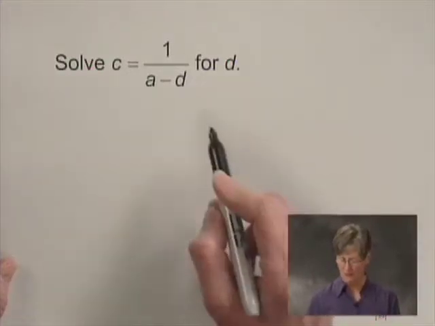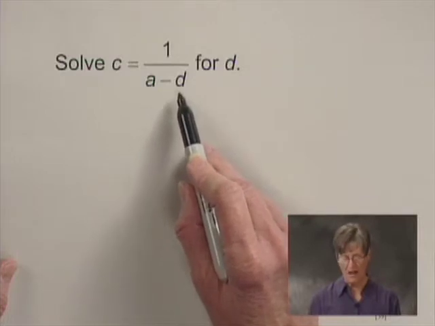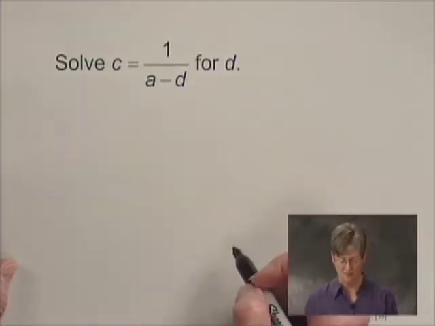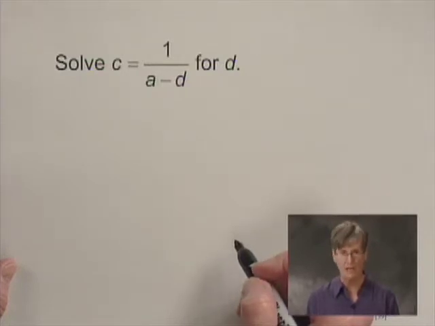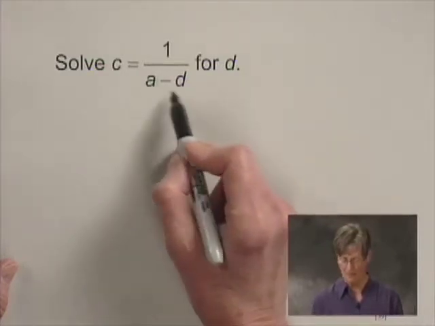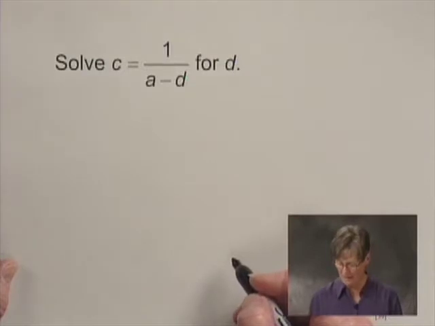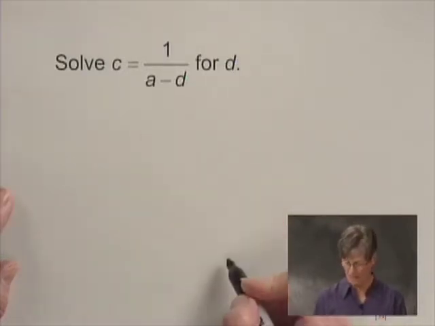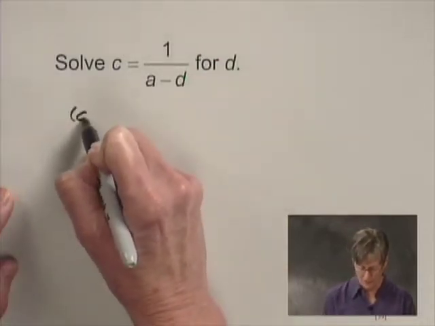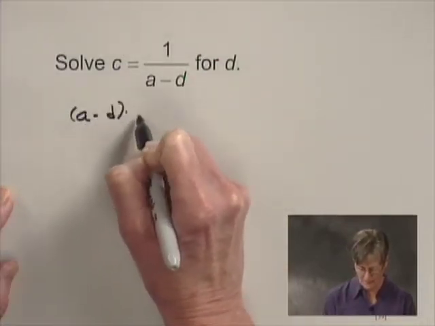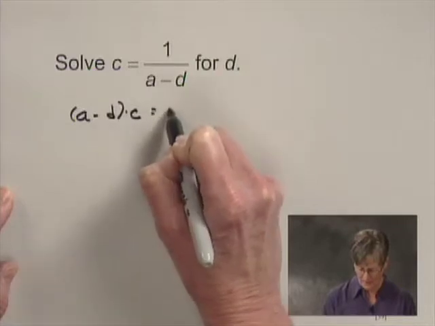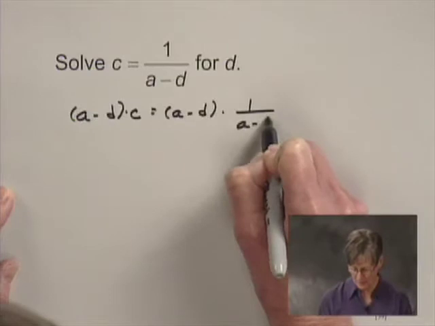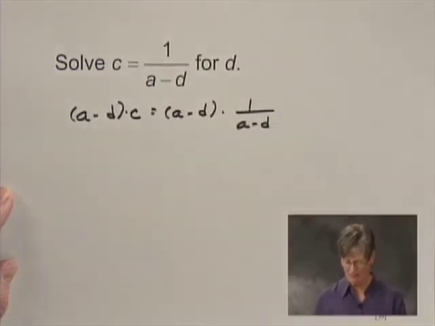So the first thing that we want to do, we have a fraction on the right-hand side, and it involves the variable that we're solving for. So let's begin by clearing the fraction. We'll multiply both sides of the equation by something so that we don't have a fraction on the right-hand side anymore. And what we'll multiply by is the denominator of that fraction, a minus d. So we take a minus d times c on the left-hand side, and a minus d times 1 over a minus d on the right-hand side.